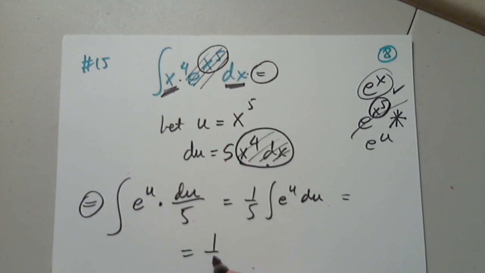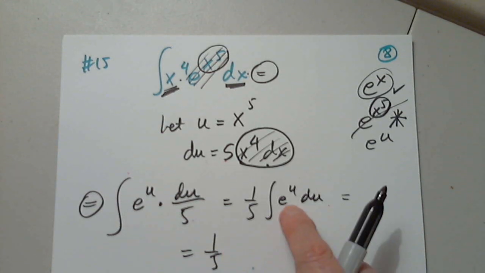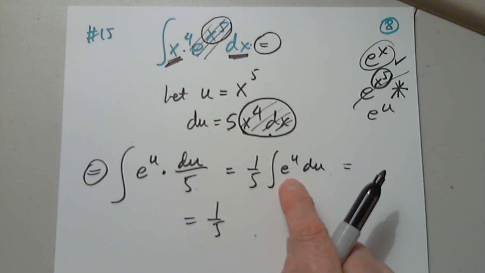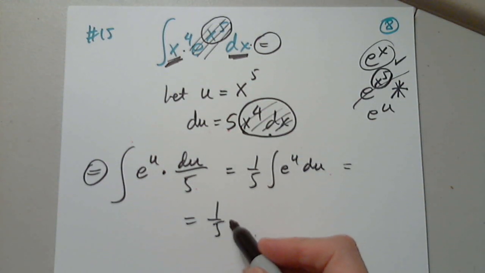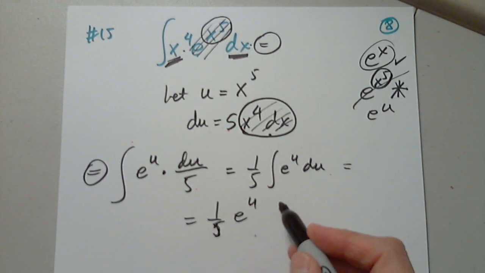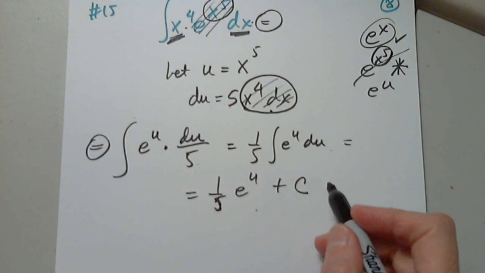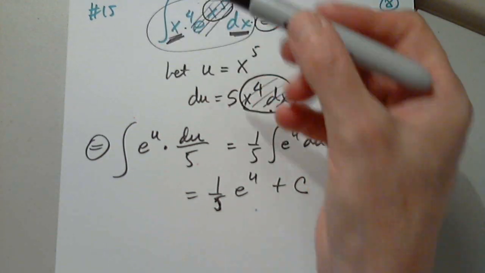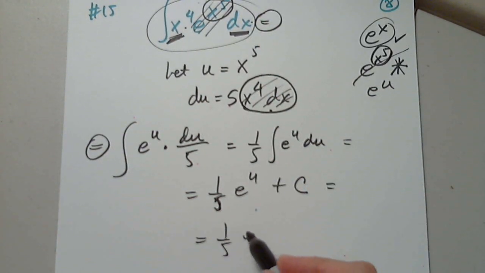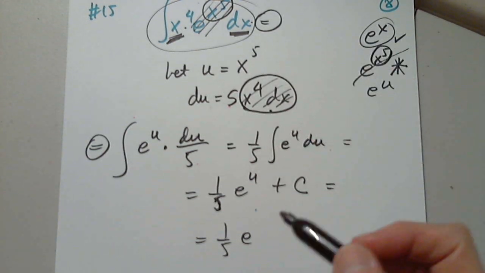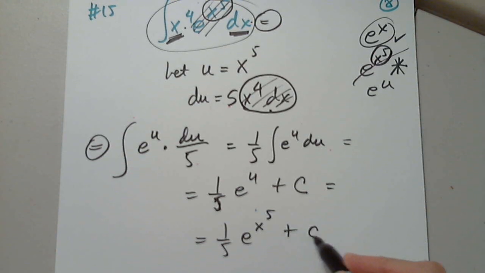Okay, so then we have 1/5. Which function's derivative is e to the u? There is one function that we differentiate to get e to the u. E to the u, plus a constant c because it's an indefinite integral. However, we have to go back to our substitution because the integral was given in x. The answer has to be in x. So what do I replace u by? Plus a constant c.